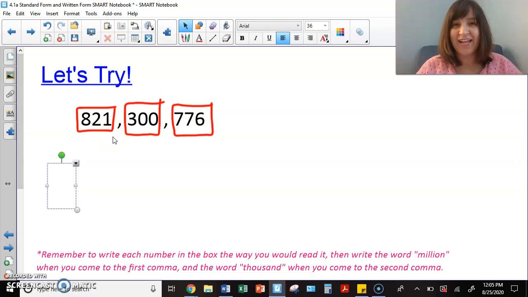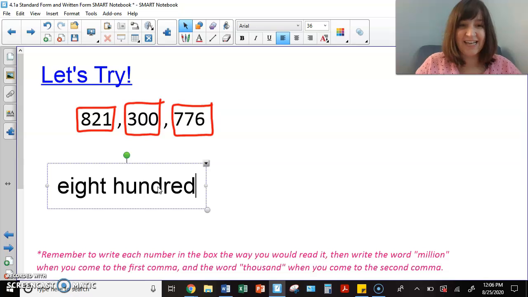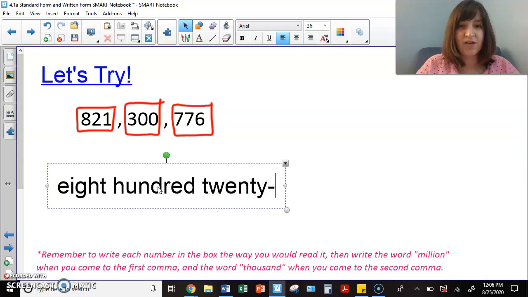Notice I didn't say the word "and." It's not "821 and" because "and" is a word we use for decimals. When you watch my decimals videos, you'll see how we use the word "and." We're not going to put the word "and" anywhere in here because there is no decimal point. So once again, this number is 821. I'm going to type it the same way I say it.